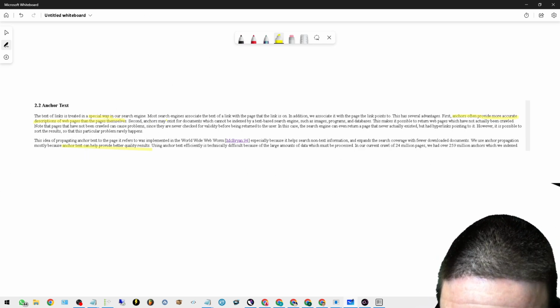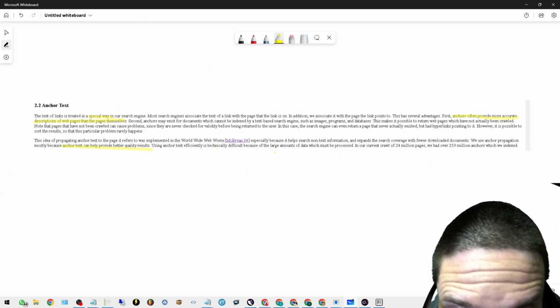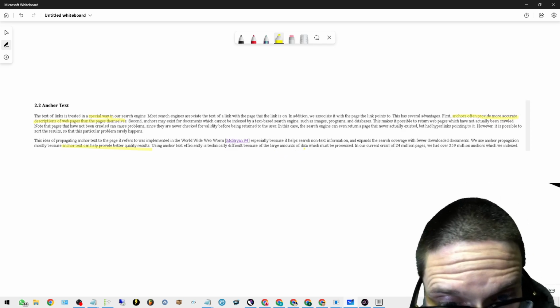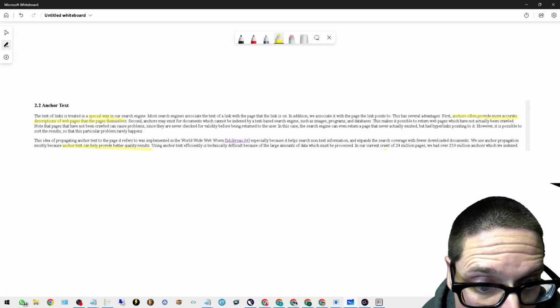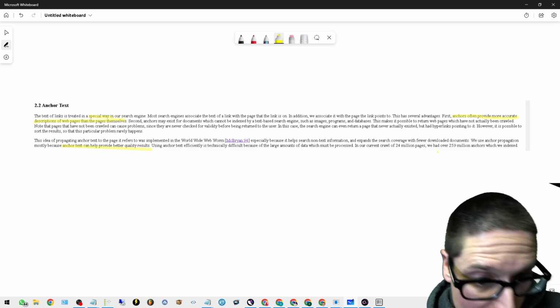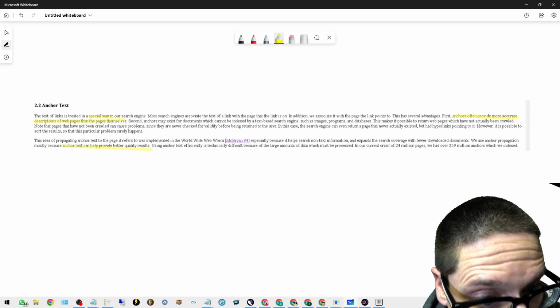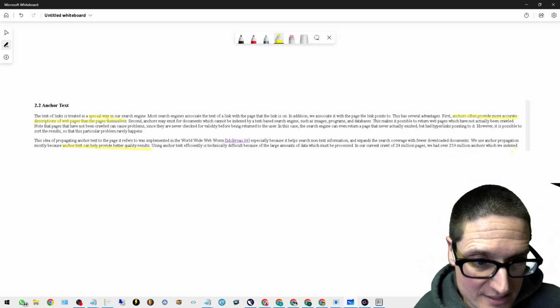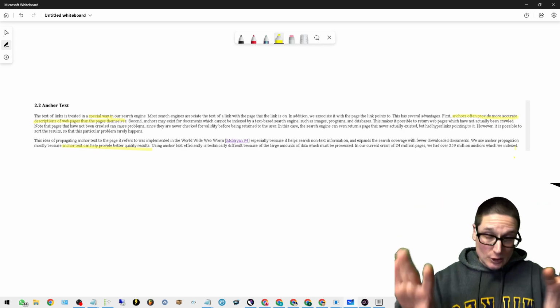"Using anchor text efficiently is technically difficult because of the large amounts of data which must be processed. In our current crawl of 24 million pages, we had over 259 million anchors which we indexed." That was at the time of when this particular patent was written.